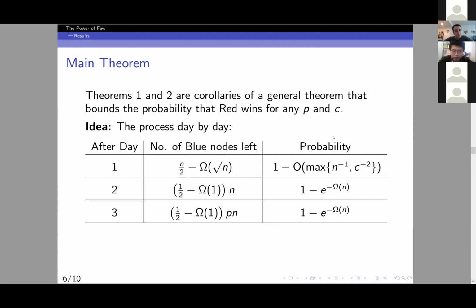So we have less than half of the expected degree number of blue nodes remaining. And on the fourth day, red wins. And we can see that from this, the main term of the probability is the one on the first day. So once red has achieved an advantage of root n on the first day, then we can say that almost surely it will win in the next 3 days. So that's the main theorem, and the precise statement, the proof, will be in our paper.